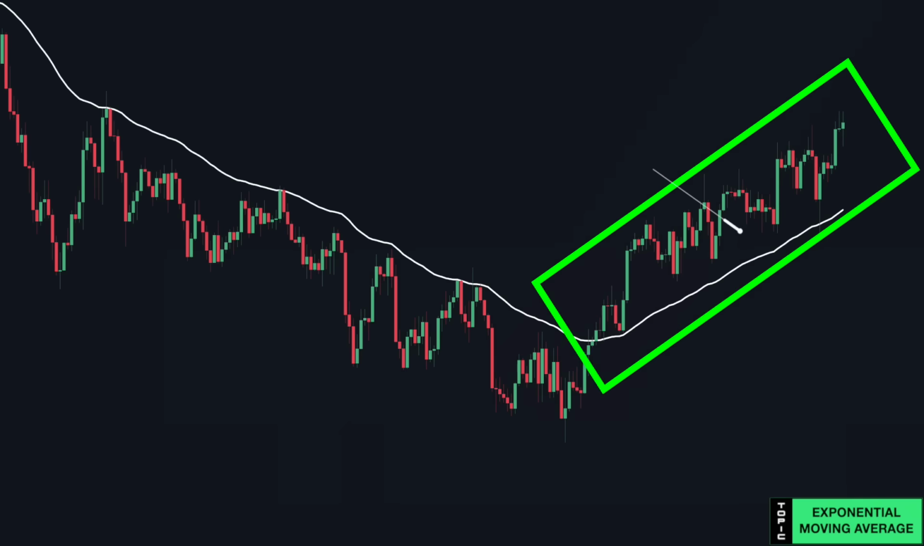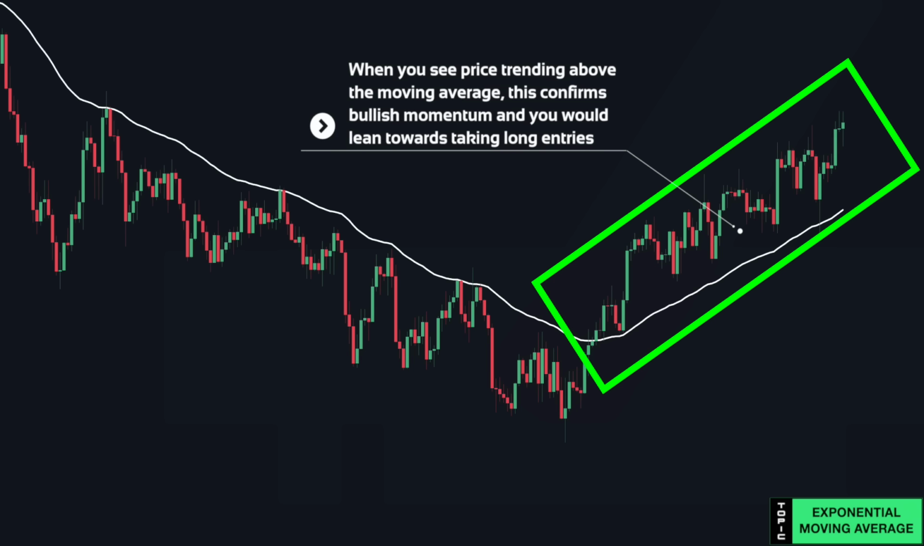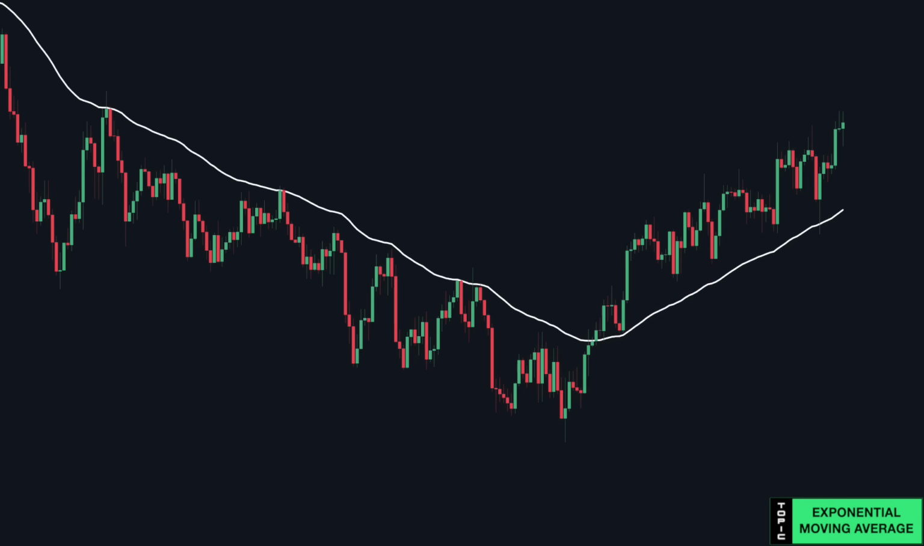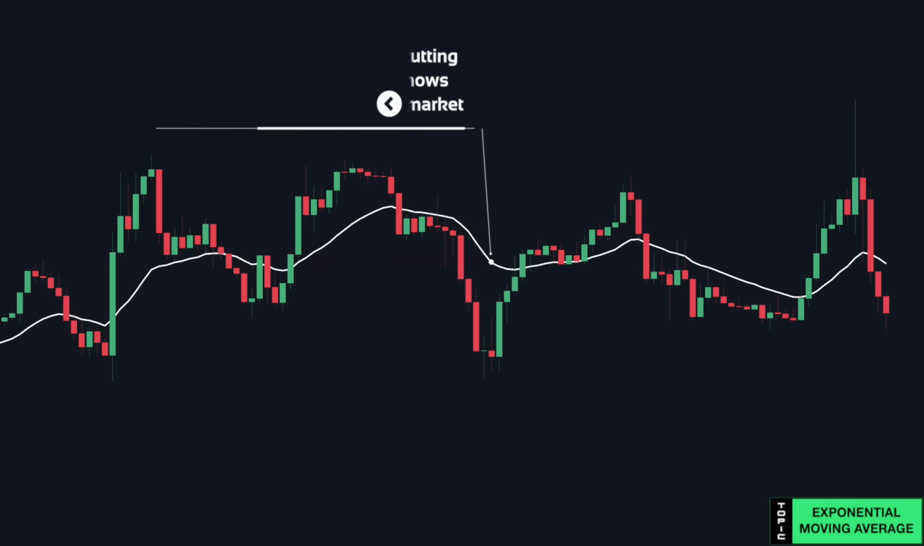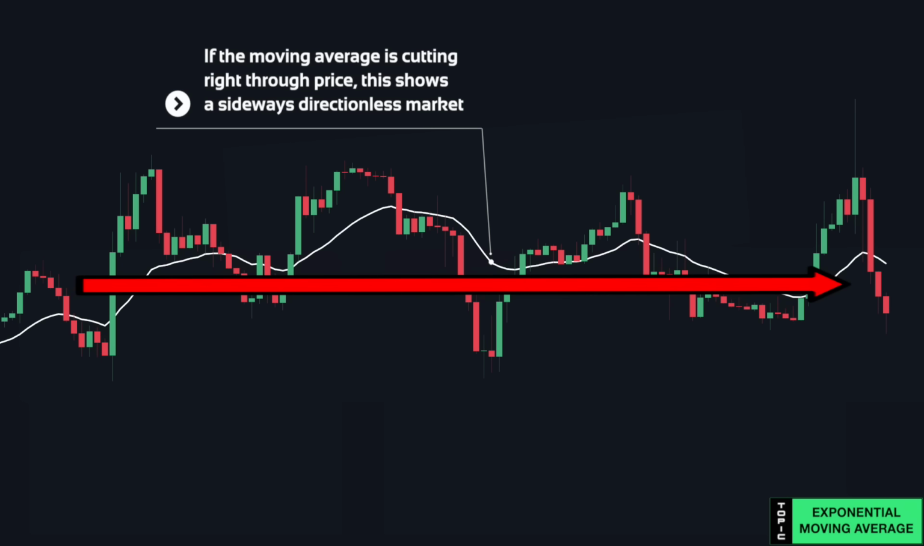In an uptrend, when you see price trending above the moving average, this confirms bullish momentum, and you would lean towards taking long entries. You can also use the moving average as a form of support for bounce long trades. If you see price break below the moving average, this signals a loss of bullish momentum and that a possible trend change is coming from an uptrend to a downtrend. If the moving average is cutting right through price, this shows a sideways, directionless market.